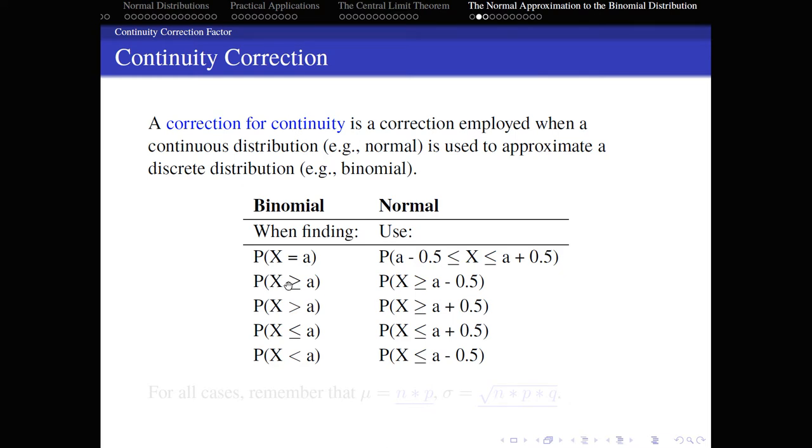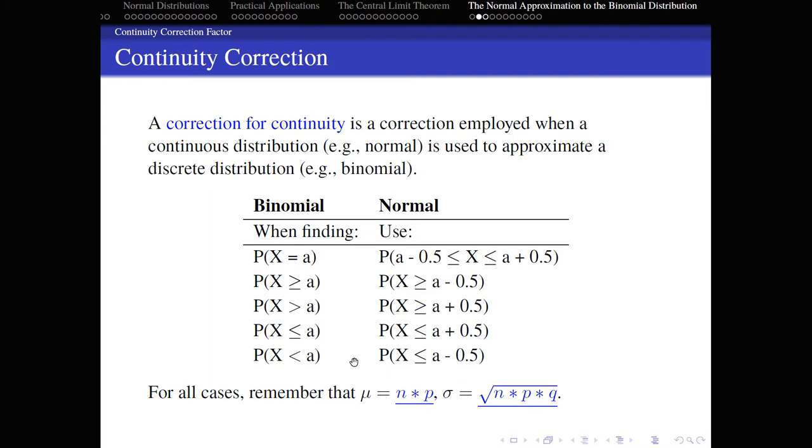If we're looking for greater than or equal to a, we're going to bump a down a little bit and then be looking upwards. If we're looking for greater than a, we're going to bump a up a little bit and then look upwards. If we're looking for less than or equal to a, we're going to bump a up a little bit and look down. And if we're looking for less than a, we're going to bump a down a little bit and look down. Again, this is looking tough, but we'll have an example here that hopefully will help it make sense.